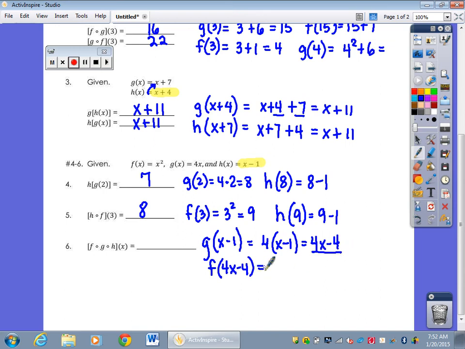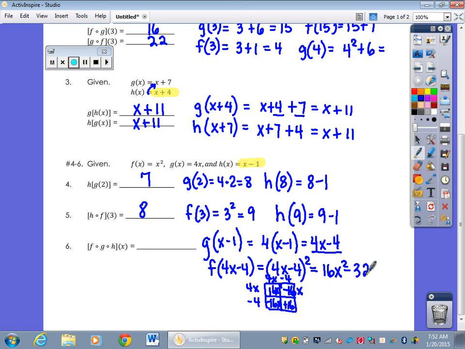And so now we're going to put that in place of the x for f of x. So we're going to do 4x minus 4 squared. So remember that to do that, you have to do the box. You don't get to just square each term. You have to do 4x minus 4, 4x minus 4. So this is going to be 16x squared minus 16x minus 16x, and then plus 16. So it's going to be minus 32x when you combine the two x's, and then plus 16. So your final answer is 16x squared minus 32x plus 16.